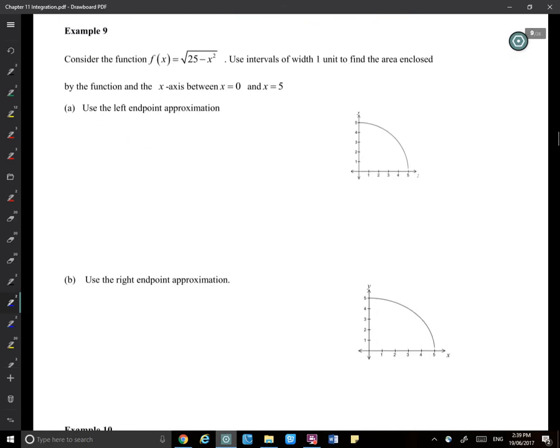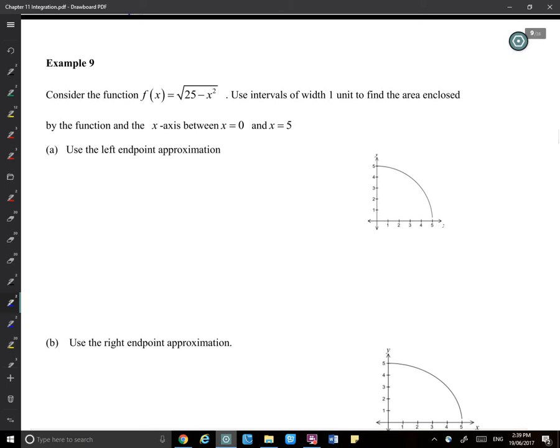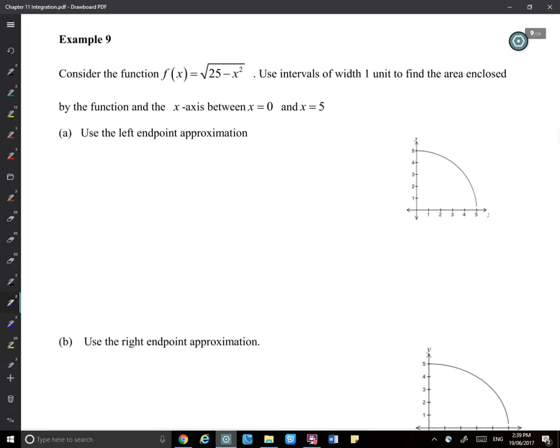Okay, have a look at the next one. Consider the function f(x) equals the square root of 25 minus x squared. Use intervals of width 1 unit to find the area enclosed by the curve between 0 and 5. Use the left-hand side endpoint approximation. 0 to 1, 1 to 2, 2 to 3, 3 to 4, 4 to 5. So there are 5 rectangles.